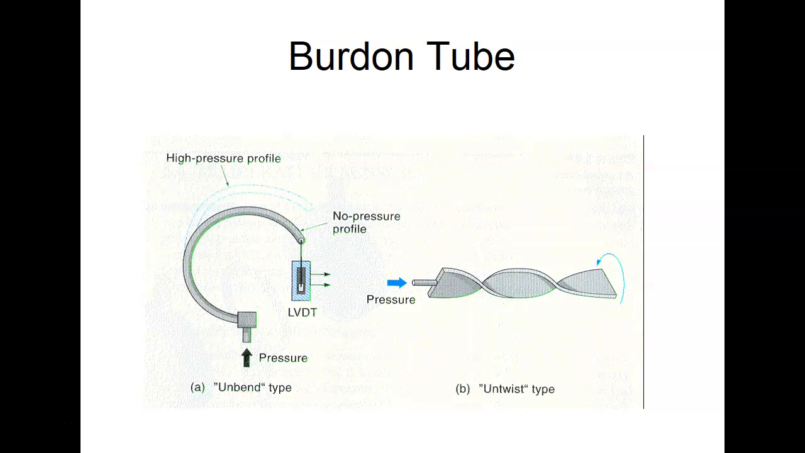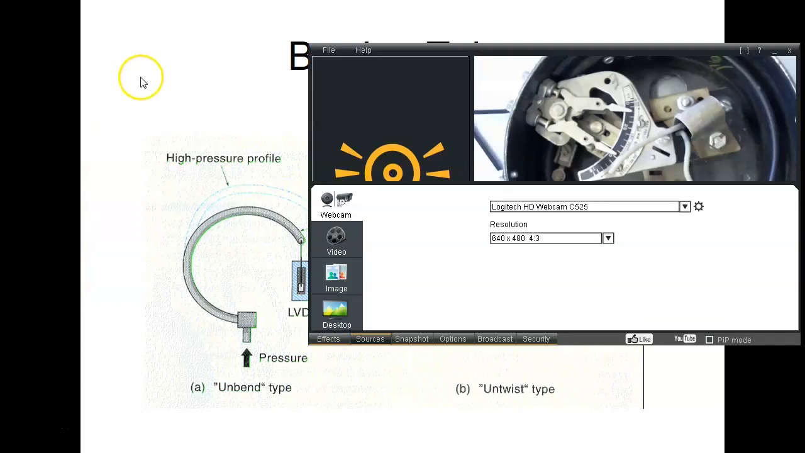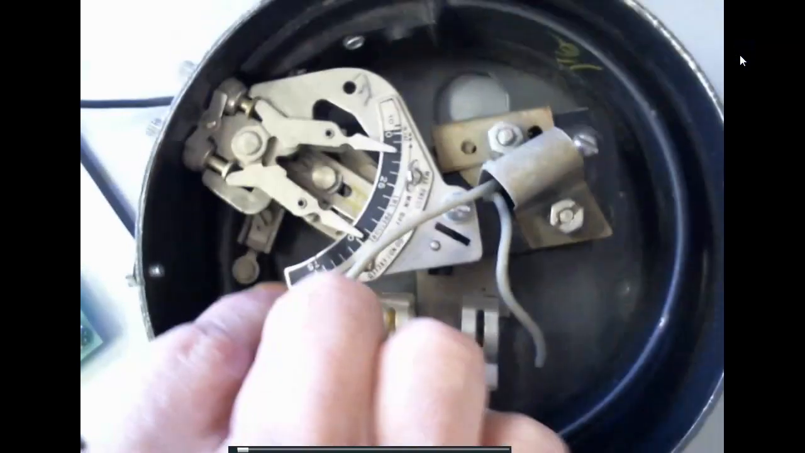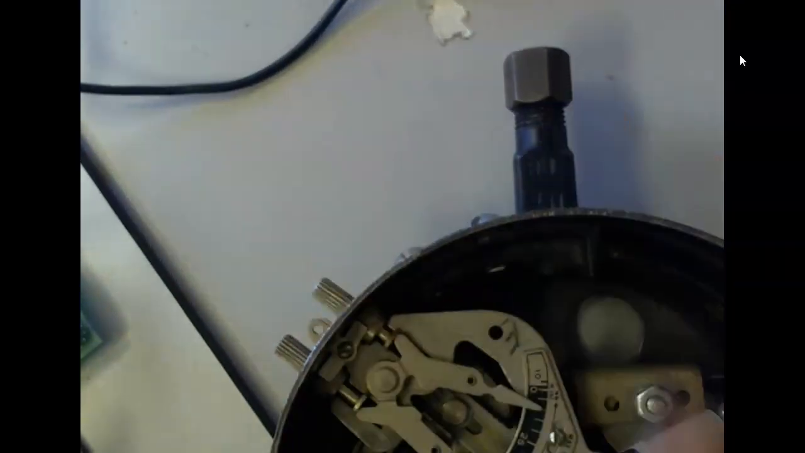If you've ever played with a little party whistle that you used to have at parties, when you blow on it and it unrolls, that's a bourdon tube. These are either solid metal. So this is the pressure gauge right here, and this is the actual bourdon tube around here. And then, of course, we bring the pressure down at the bottom.